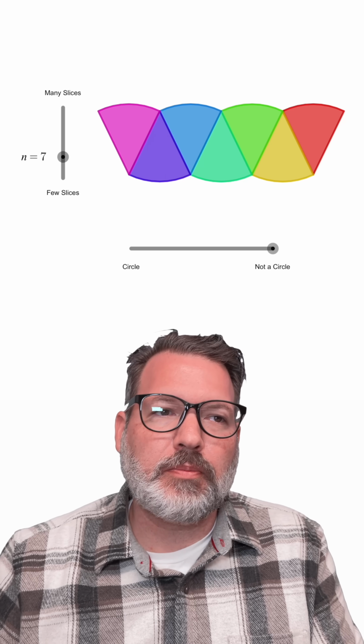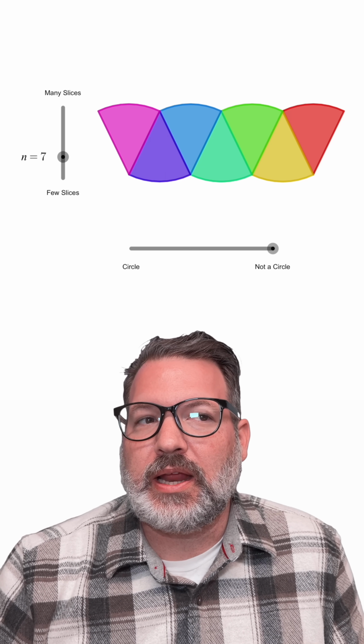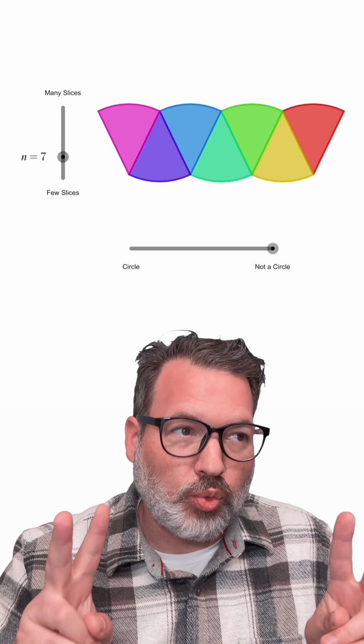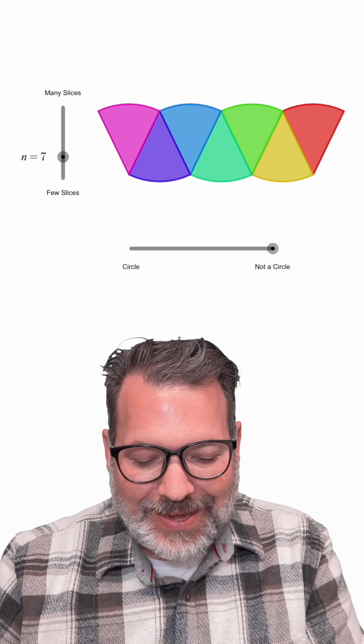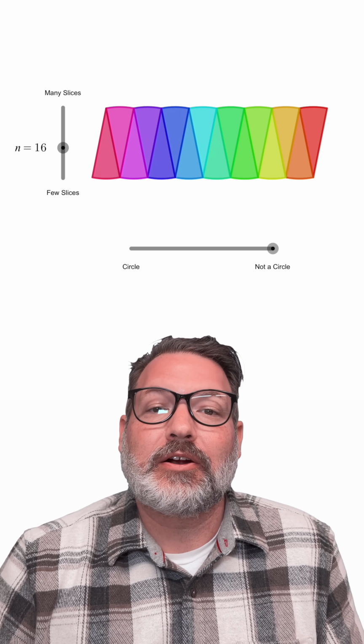Let's slow down though. Let's go back to just a few slices. You can see that the way I've arranged the wedges right now, I've got all the curvy bits of the circle on the top and bottom of the rectangle-ish area. As I increase the number of slices, the curvy bits seem to get flatter and flatter.